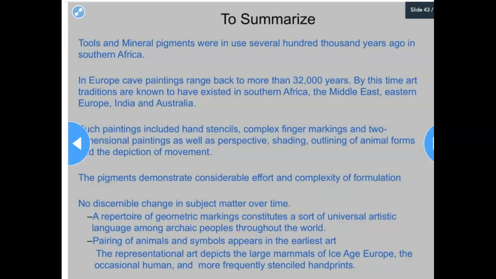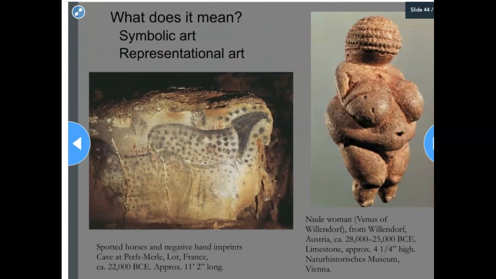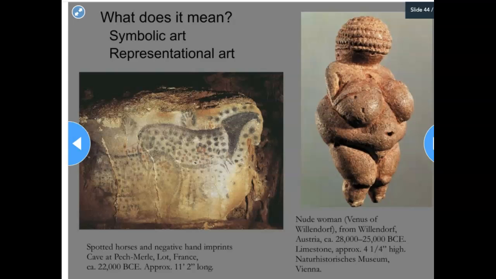So this is a really interesting slide and an important slide that summarizes what is going on. What does it mean? Symbolic art, representational art. This is sort of what we have talked about in the last 30 plus minutes, right? The movable small scale sculpture and the immovable, the stationary art. So this is really what I want you guys to know about prehistoric art.